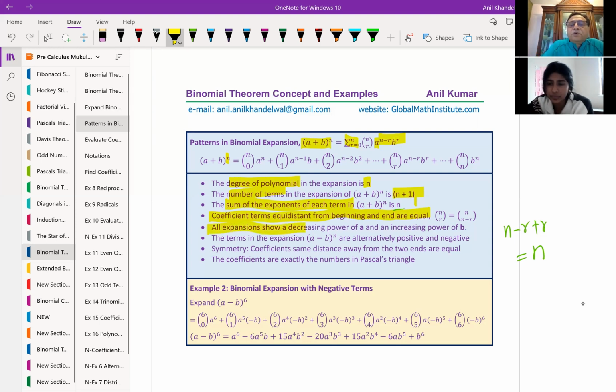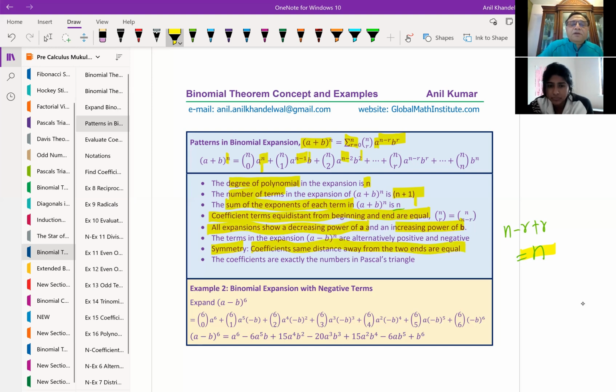All expansions show decreasing power of a. As you can see, the power of a is n, n minus 1, n minus 2, and so on. Decreasing power of a and increasing power of b. The power of b is 0 here, then 1, 2, and so on, and their sum will always be n. Symmetry: the coefficients the same distance away from the two ends are exactly the same.